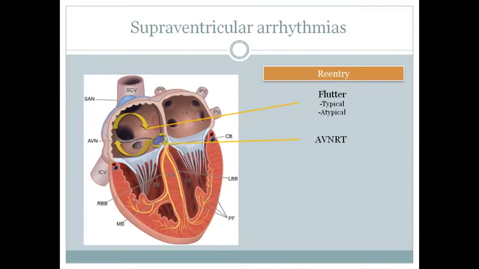AVNRT is a smaller circuit within the AV node. We have AVRT, which is a bigger circuit that uses an accessory pathway and a normal pathway, interrupting that isolation from the fibroskeleton of the heart. So the impulse goes down the AV node, comes up the pathway, and that's the circuit. It can be far away or very close to the AV node. It can be anywhere in the fibroskeleton.